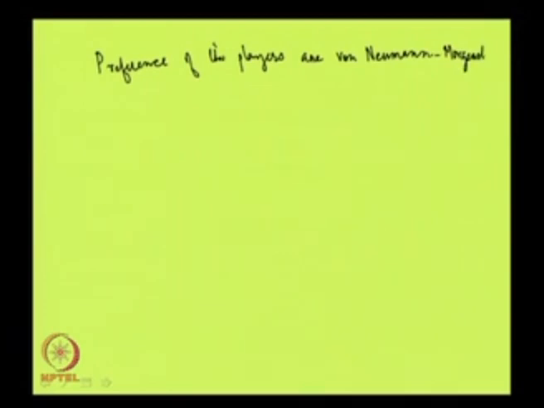So, if I have more than 2 outcomes, then how does one figure out which lottery one prefers over other lotteries? For this, one assumption that we are going to take is that the preferences of the players are von Neumann Morgenstern, which means that there is a particular kind of preference which is called von Neumann Morgenstern preference. The player's preferences obey the property of von Neumann Morgenstern preference. And what does it mean?